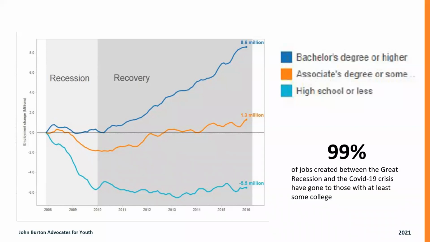So as you can see on the slide, the dark blue line is jobs that require a bachelor's degree or higher. The orange line is jobs that require an associate's degree or some college. And then the light blue line are jobs that require a high school degree or less. So more and more jobs are being created that require some form of higher education, and there's less and less jobs that require a high school degree. So those jobs are becoming increasingly more competitive.